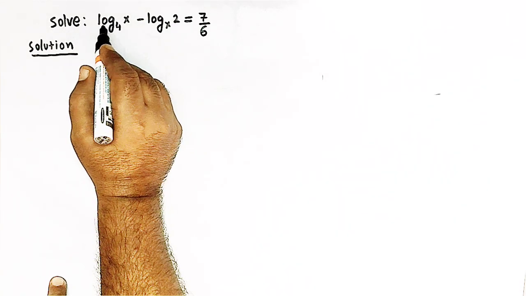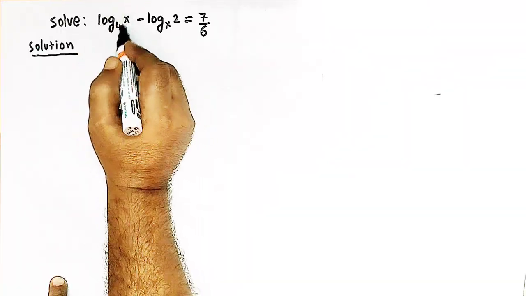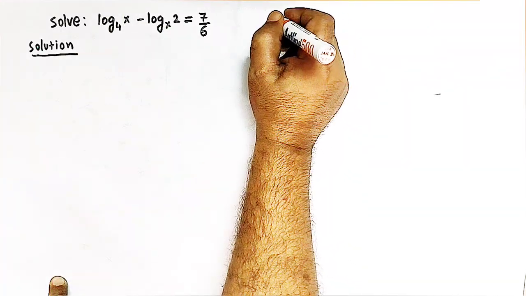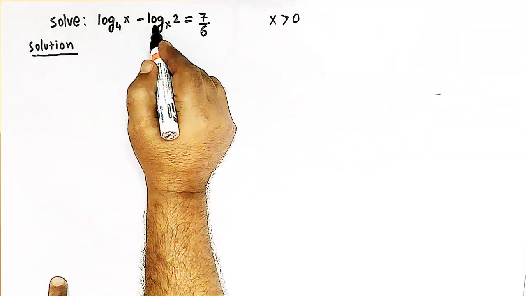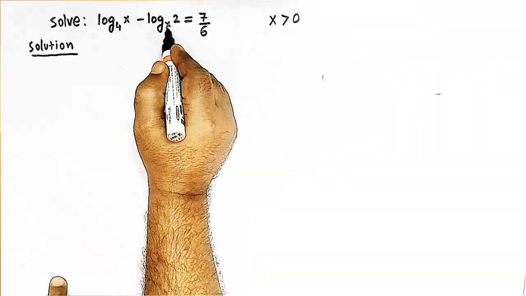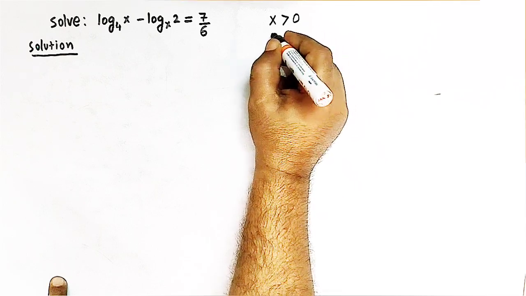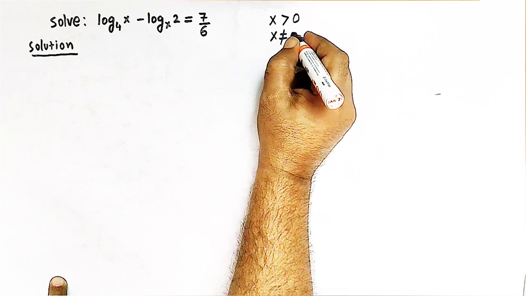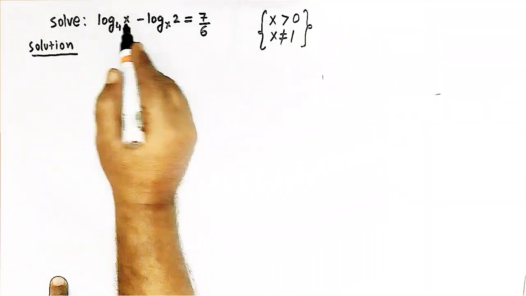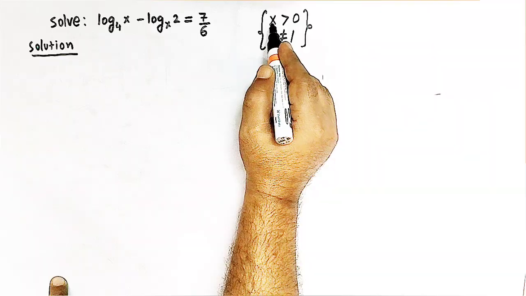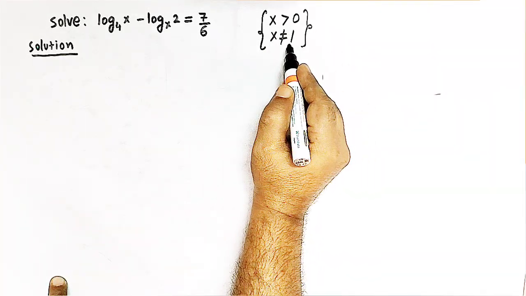So now here we have logarithm of x to the base 4, right? So in order to define the domain of this term, we should have x greater than 0, right? And here in this term we have a log of 2 to the base x. So this x should be greater than 0, and moreover x should not be equal to 1. So first we have these two conditions, that is x should be positive, that is it should be greater than 0, and x should not be equal to 1, right?